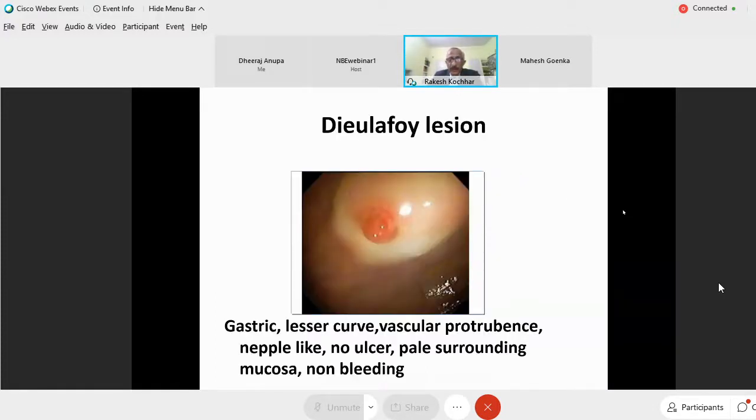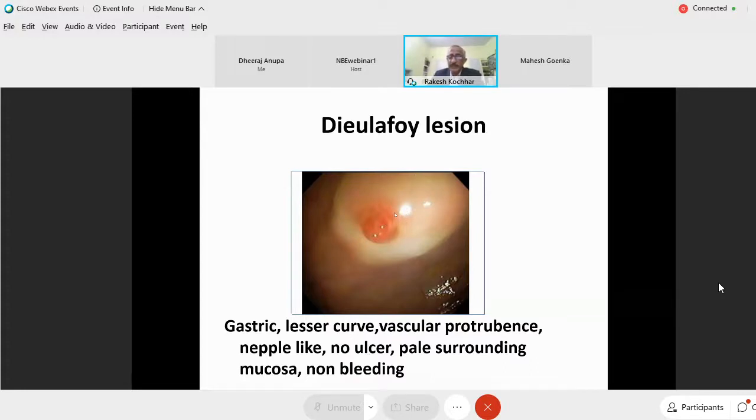Now, this is an interesting lesion which must be recognized because the treatment is different, the outcome is different. These lesions can bleed repeatedly. A vascular lesion, which is a protruding vessel in the stomach along the lesser curvature, so vascular protuberance, nipple-like, there is no ulcer around it. So in contrast to a benign ulcer, there is no ulceration. All you have is surrounding mucosa is pale and the lesion is non-bleeding.